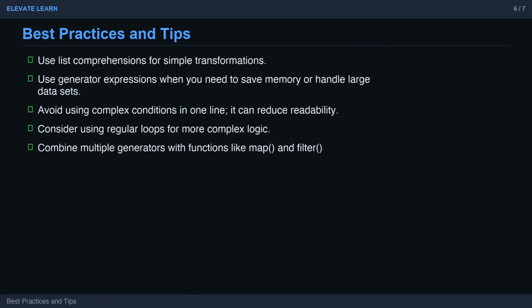Welcome to our best practices and tips slide. Let's dive in. First, use list comprehensions for simple transformations. They're concise and readable, like a one-liner for filtering or modifying lists. Next, when dealing with large datasets or needing to save memory, generator expressions are your friend. They create generators on the fly without storing all elements in memory. Avoid complex conditions in a single line. It can make your code hard to read. For more complex logic, consider using regular loops. Finally, combine multiple generators by leveraging map and filter. These practices will help you write cleaner, more efficient Python code.